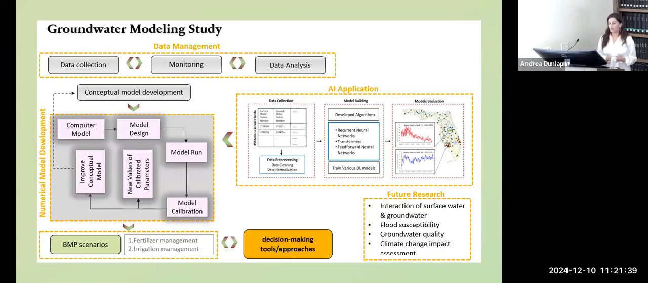And then in the next step, we define some scenarios, BMP scenarios. The scenarios that we considered for our research were mainly based on fertilizer management and irrigation management. And based on some decision proposals from models, like decision-making tools, we decided which best management practice is the first one.